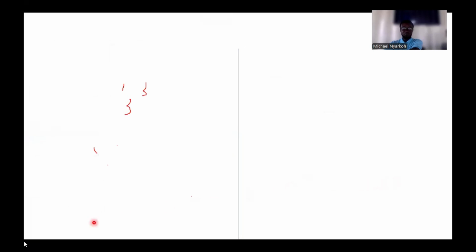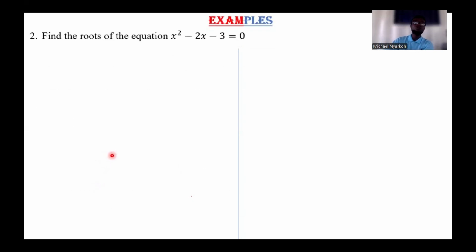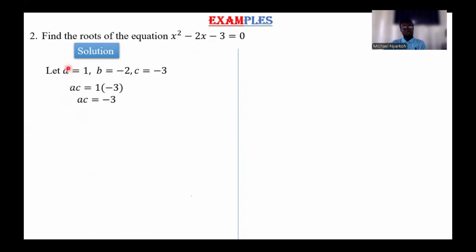Let's look at example 2. We have to find the roots of the equation x squared minus 2x minus 3. This time, we're going to use the factorization method, but I'm not going to spell out the steps. I'm going to go straight forward and solve. So we list our coefficients A, B, and C, where A equals 1, B equals -2, and C equals -3, which means our AC is going to be 1 times -3, which will give you -3.